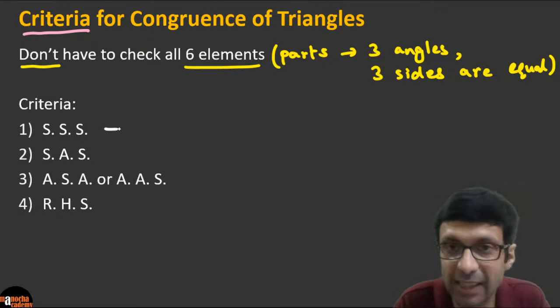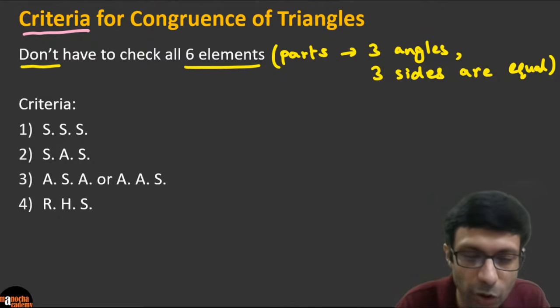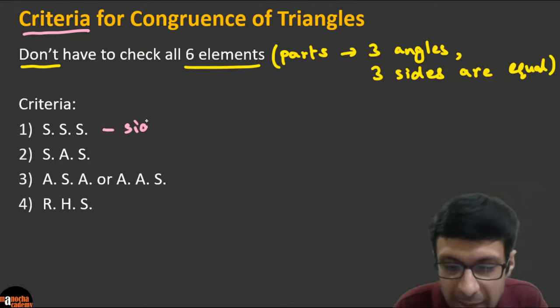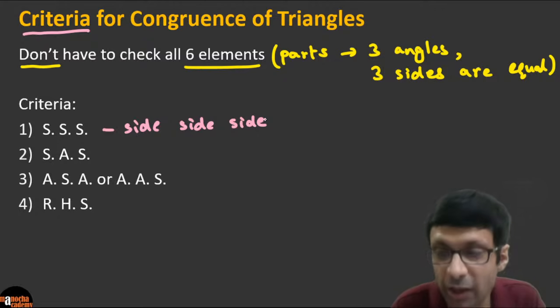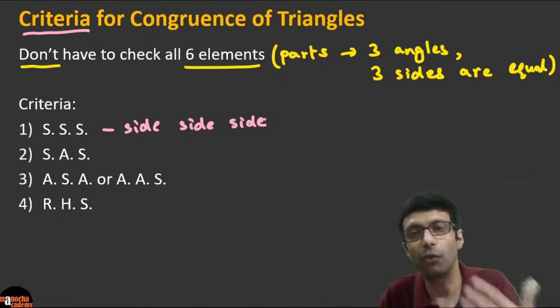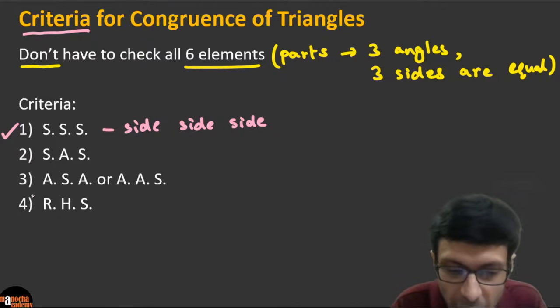So this is called SSS. The expansion of SSS is side, side, side. Basically you're checking the sides, right? So now there's no need to rotate and flip. If all the 3 sides of the 2 triangles are matching, then it's congruent. So that is our first criteria.